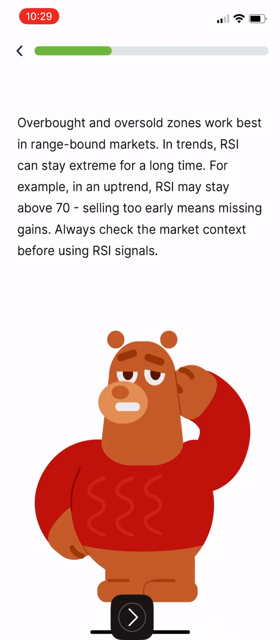Overbought and oversold zones work best in range-bound markets. In trends, RSI can stay extreme for a long time. For example, in an uptrend, RSI may stay above 70. Selling too early means missing gains. Always check the market context before using RSI signals.